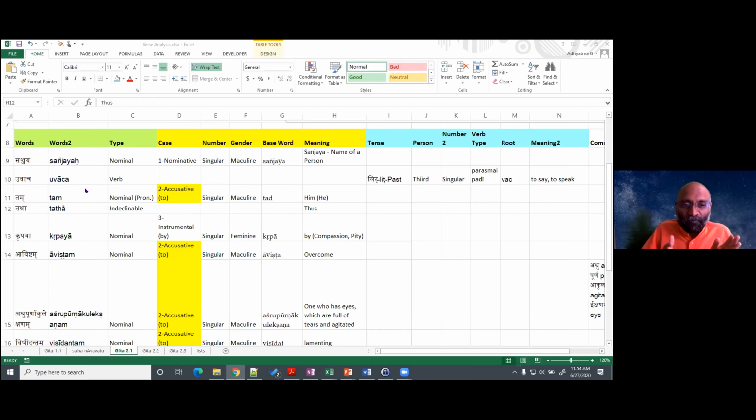So within the main dialogue, there is a further dialogue between Sanjaya and Dhritarashtra. And when Sanjaya is narrating, he is narrating the dialogue between Lord Krishna and Arjuna. So it is like a nested thing. And that's a very common way of describing things in Sanskrit.